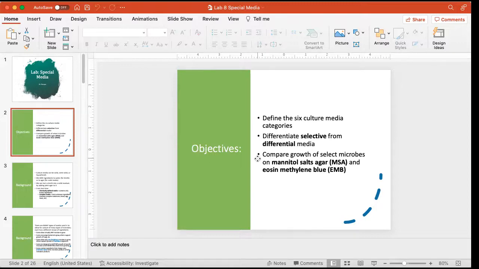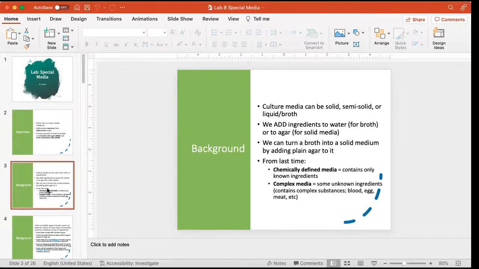We're going to compare the growth of a group of microbes on 2 kinds of special media. One is called mannitol salts agar, and we shorthand that as MSA. And the other type is called eosin methylene blue agar. And we shorthand that EMB. We love to use abbreviations in microbiology, if you haven't picked up on that already. But let's begin by talking in a little more detail than we have about types of culture media.